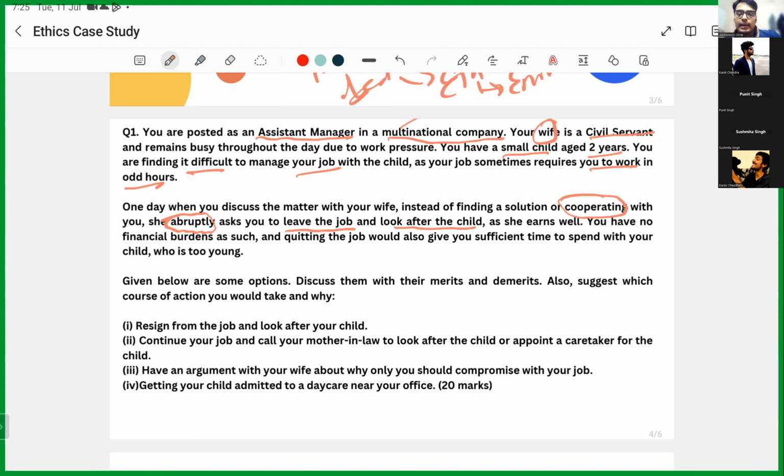Proactive I am not anyway. I should have planned these things earlier. Now I am being reactive. Not a sign of a good leader. Again, bringing a key term over here. As she earns well. Now, arguments get nullified over here itself when you read as she earns well. Child of 2 years and she earns well, no relation, because the husband is asking for her time, not for the money. Okay. You have no financial burden as such, and quitting the job would also give you sufficient time to spend with your child who is too young.